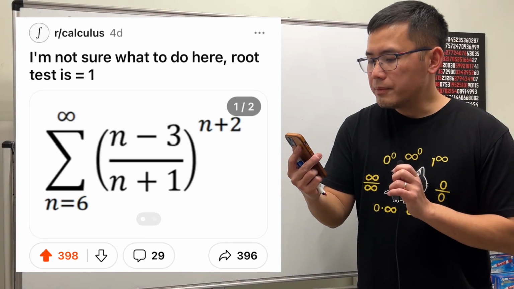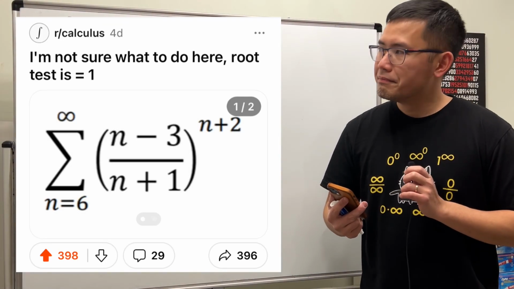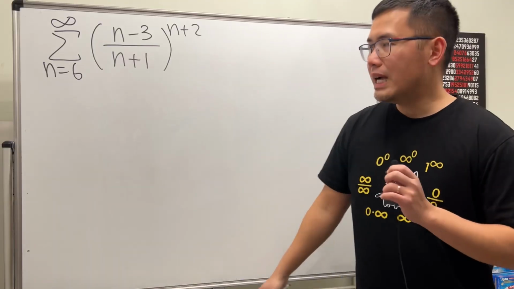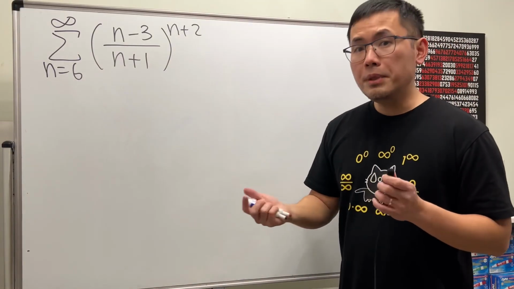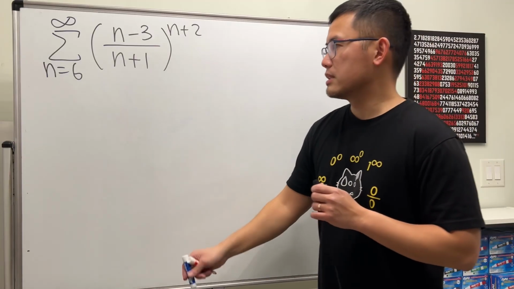I'm not sure what to do here. Root test is equal to 1. Okay, let's have a look. Here we have this infinite series, and because the n is in the exponent right here, maybe it's a good idea to use the root test, right? Let's give it a try.